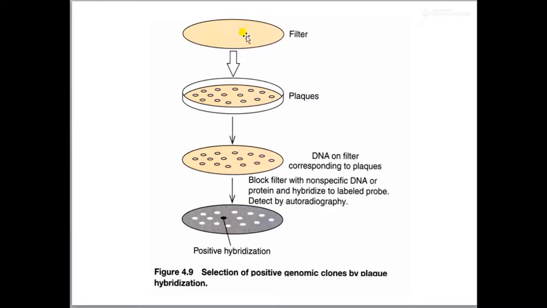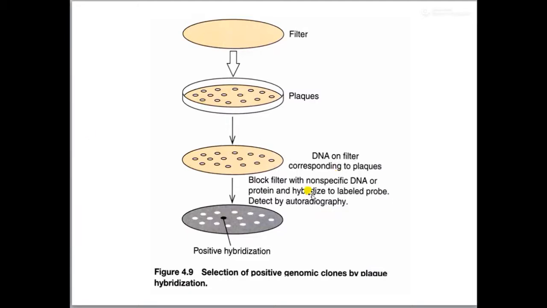Here a filter paper or a membrane is added onto it, and so DNA is transferred onto this filter corresponding to the plaques. Then you block the filter with non-specific DNA or protein, and you hybridize it with a labeled probe, and then you detect it by autoradiography.